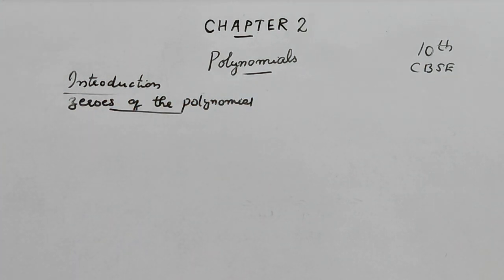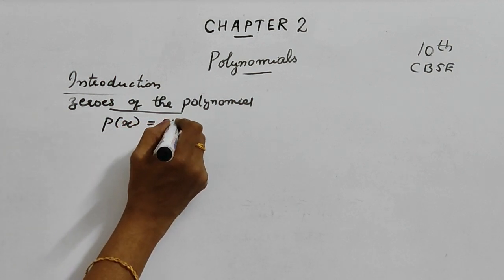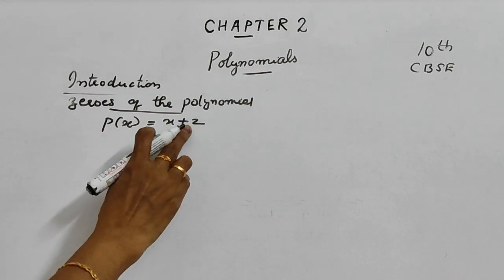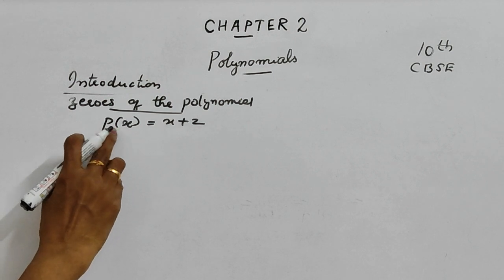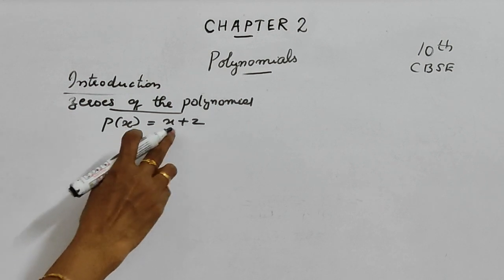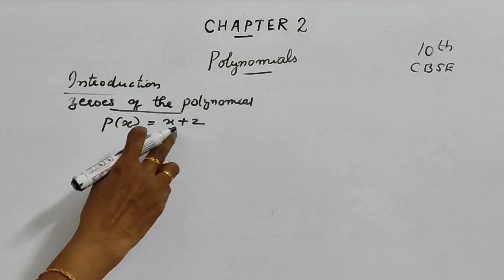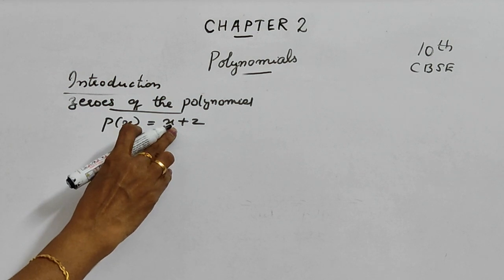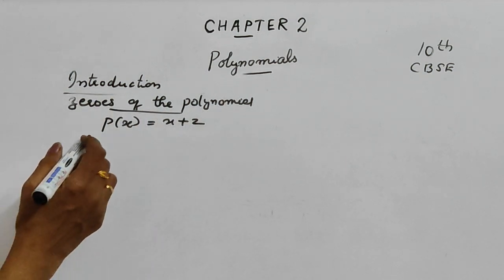What do you mean by zeros of the polynomial? The value of the polynomial is denoted by p of x. See, p of x is equal to x plus 2. This is of degree 1, a linear polynomial. A polynomial in x variable is denoted by p of x. If it is in y variable, polynomial in y variable, p of y. If we give which value for x, it becomes 0, that is called the zero of the polynomial.